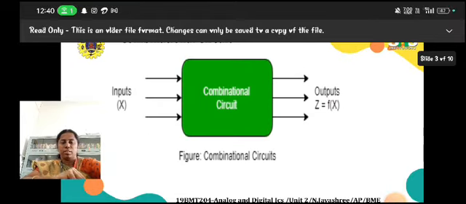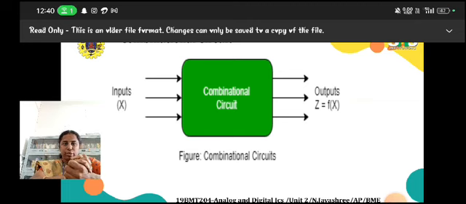Combinational circuits perform a wide range of logical operations such as Boolean algebra, arithmetic operations, and data processing tasks. This is the block diagram of combinational logic circuits. What is a combinational logic circuit? As we already said, it receives the input at that instant only, starts processing, and gives the output based on the input.